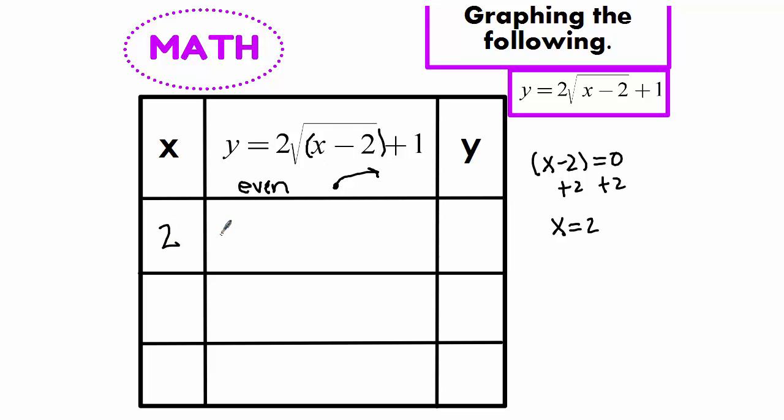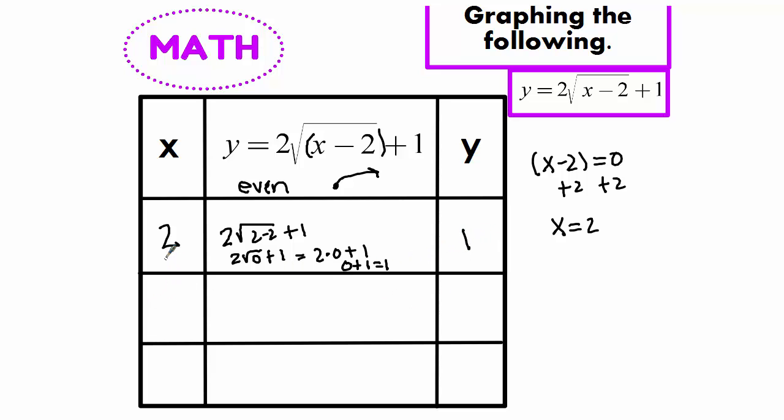And then I plug that in, so it's 2, 2 minus 2 plus 1. And then I just do order of operations. So radicals we treat like parentheses. We simplify that first. 2 minus 2 is 0. So I'm going to have 2 times the square root of 0 plus 1. Square root of 0 is 0. So this is going to become 2 times 0 plus 1. 2 times 0 is 0. Plus 1 is 1. So this is 2, 1.